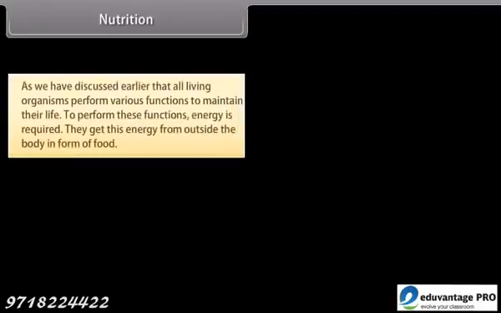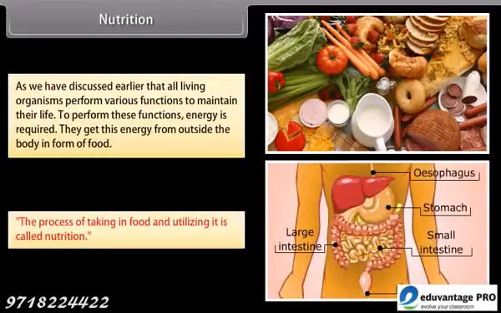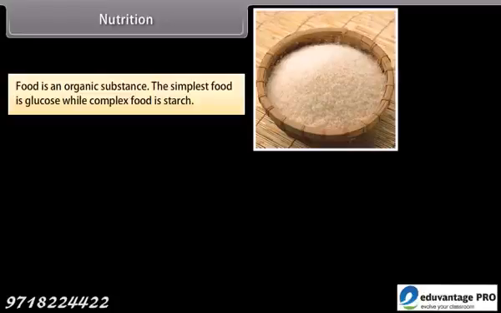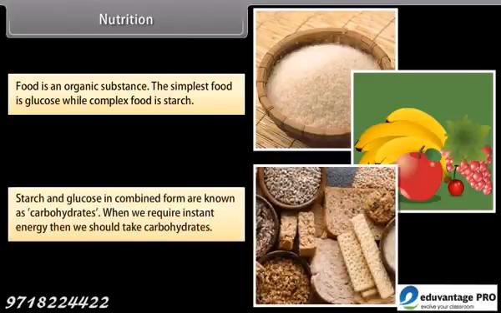Nutrition. As we have discussed earlier that all living organisms perform various functions to maintain their life. To perform these functions, energy is required. They get this energy from outside the body in form of food. The process of taking in food and utilizing it is called nutrition. Food is an organic substance. The simplest food is glucose, while complex food is starch. Starch and glucose in combined form are known as carbohydrates.